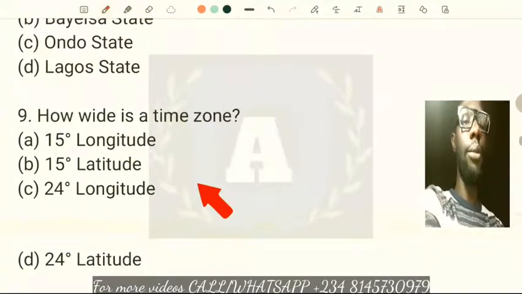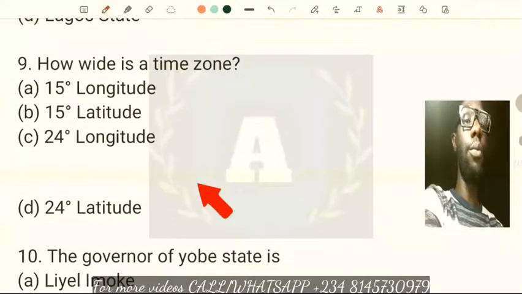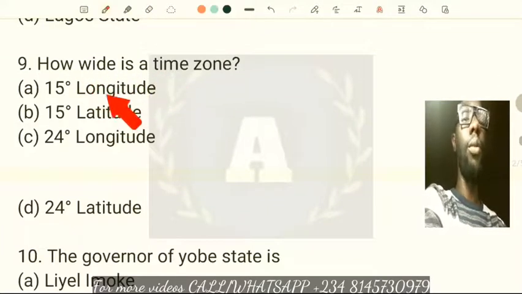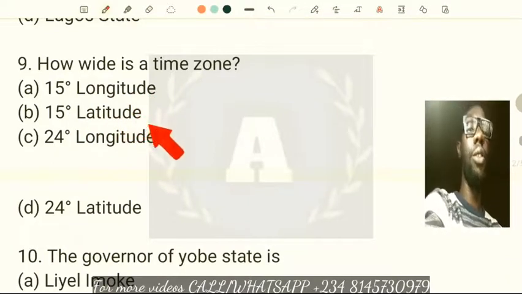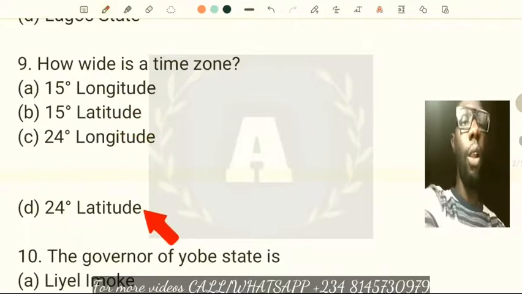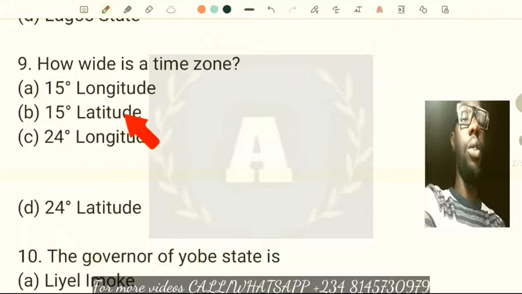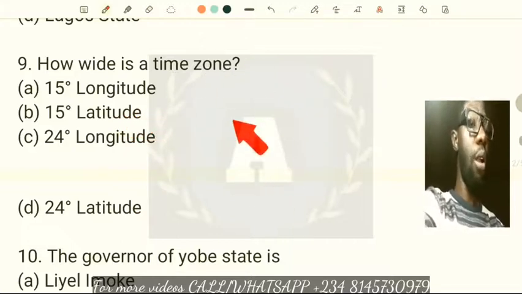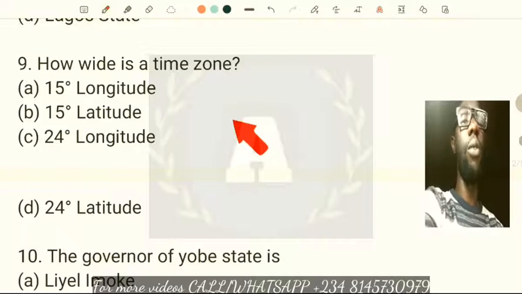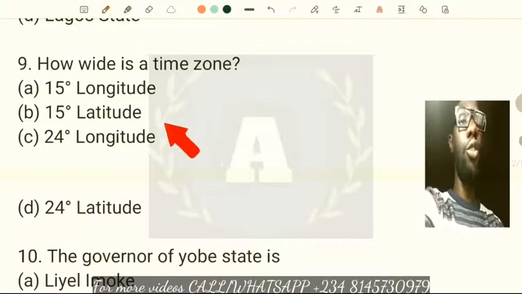All right. The next question here is, how wide is a time zone? We have 15-degree latitude, 15-degree longitude, then 24-degree longitude, then 24-degree latitude. Now, no doubt we have the angle in a circle, which is 360 divided by 24 hours, we have 15, and that's going to be the 15-degree longitude.